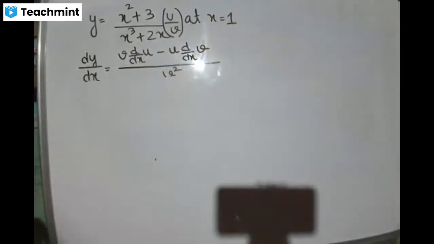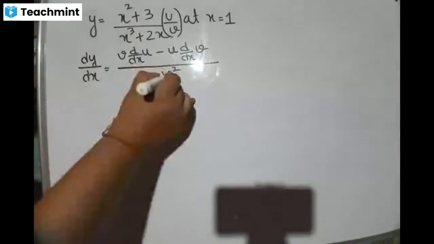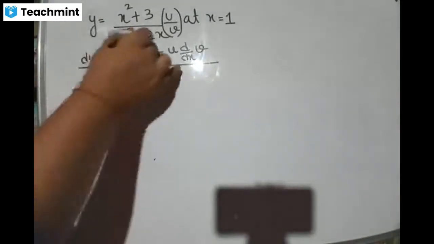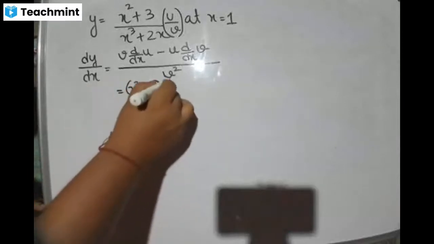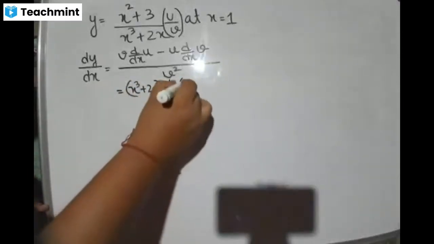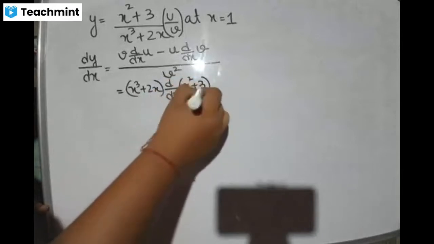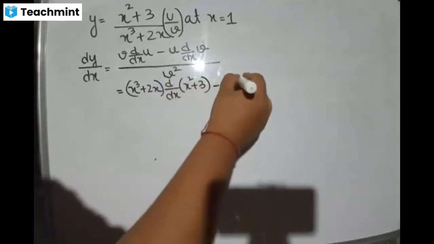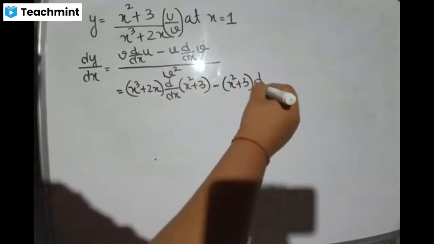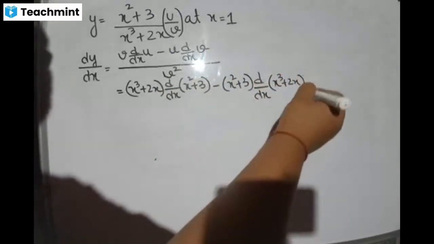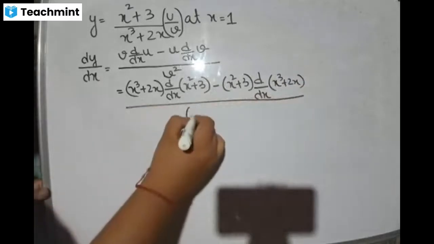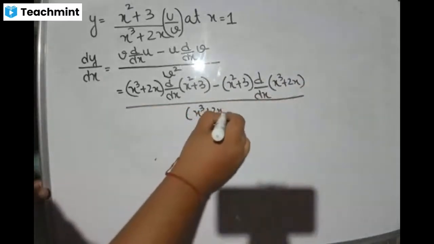It is the same as the product rule, keeping one fixed and differentiating the other, but for the quotient rule there is a minus sign. Is that clear? Now just substitute the values. What is v? V is the denominator, that means x cube plus 2x. What is u? U is x square plus 3. So d by dx of u, minus x square plus 3 as it is, d by dx of v. What is v? x cube plus 2x, divide the whole thing by x cube plus 2x whole square.